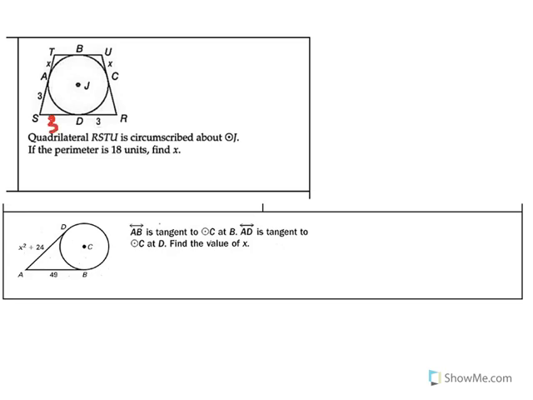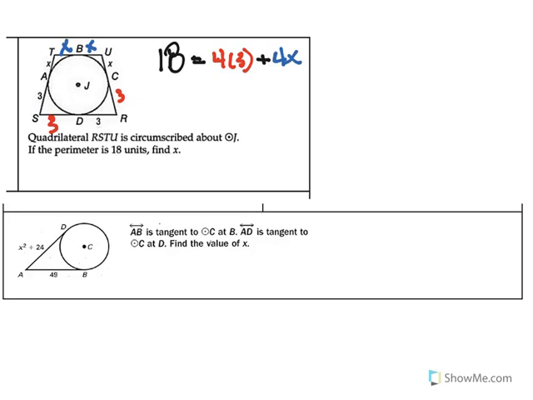It says DR is 3, so that means that CR is also 3. It says UC is X, so that means that BU is also X. And then it says TA is X, so I'm going to say TB is also X. So this is nice. We got a lot of the same numbers. My perimeter is 18, so 18 equals all of these things added together. 1, 2, 3, 4 threes. So I'm going to say 4 times 3. And then 1, 2, 3, 4 x's. So I'm going to say 4x. You could write out all your 3's and all your x's, but I just don't feel like doing that today.